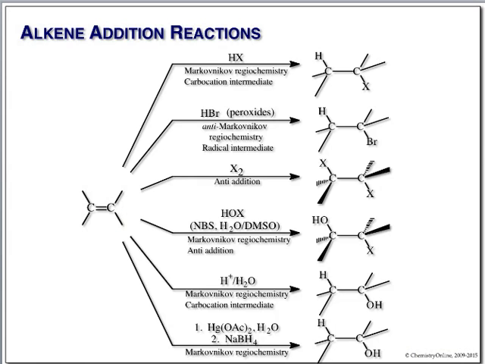This is the first set. We talked about this one in Chapter 7, addition of halogen acids. We're going to do HBr with peroxides today, addition of halogen, addition of hypohalite, hydration, and this is hydration, a little bit more civilized.